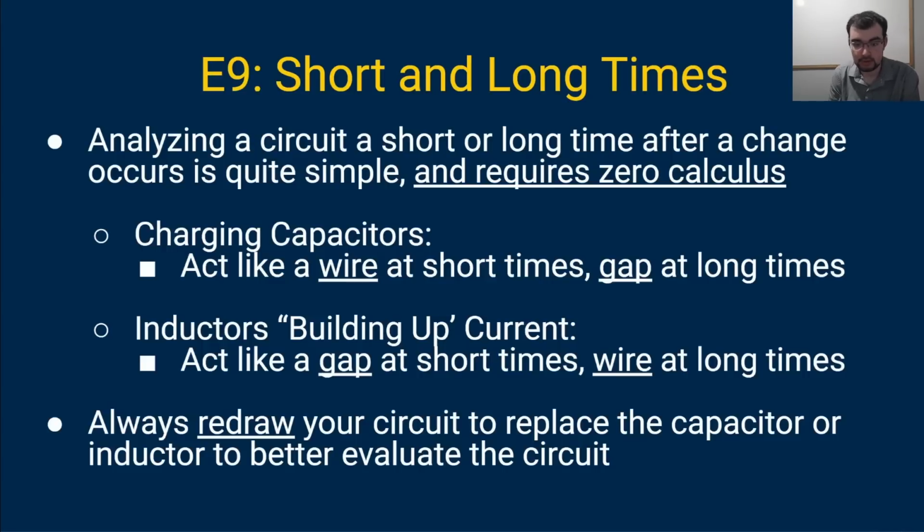And afterwards, after you've let the current go for a while, and the inductor has successfully reduced the current change rate, it's going to be some non-zero constant value, so the inductor does not care anymore, because the current isn't changing, so it's a wire at long times. TLDR on that, just redraw the circuit with whatever thing the inductor or capacitor became. If you don't redraw the circuit, you're definitely likely to miss out on a parallel versus series thing. So please redraw the circuit when that happens.